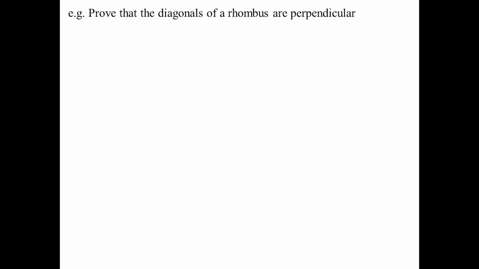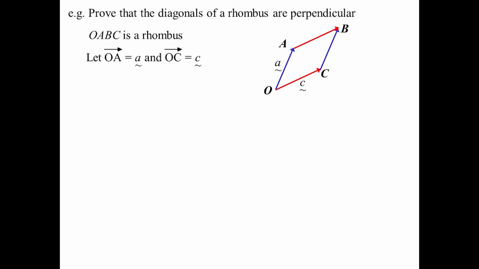We'll start with this one. We're going to prove that the diagonals of a rhombus are perpendicular. Okay, so there's my rhombus. Conveniently, I've labelled one of the vertices O, so what the heck, let's make that the origin. So it's OABC. We know it's a rhombus. Well, we certainly know it's a parallelogram, sorry.